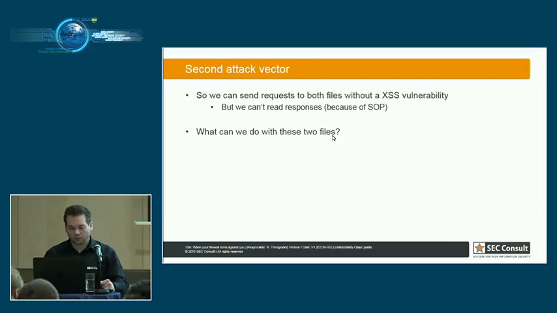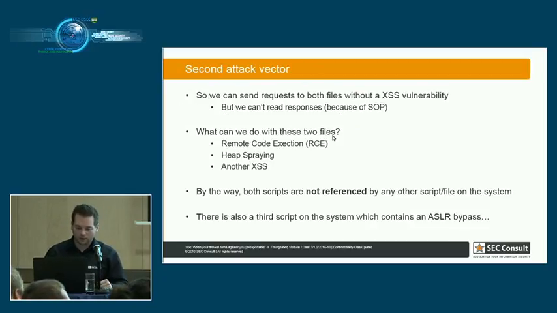And now I can force any action inside these two scripts, which means I can just make their stuff there, and they can find their stuff like remote code execution, heap spraying, cross-site scripting, and so on. We even have another script which has an address space layout randomization bypass. This is a memory corruption protection, and the script basically leaks heap and stack pointers.